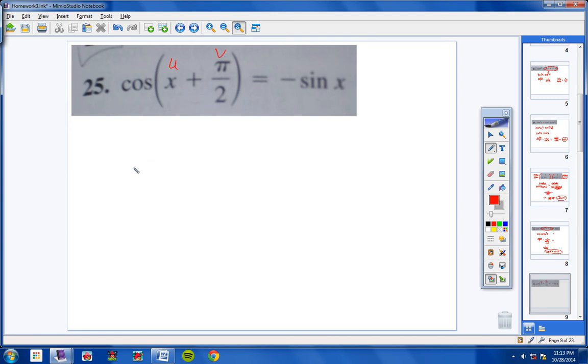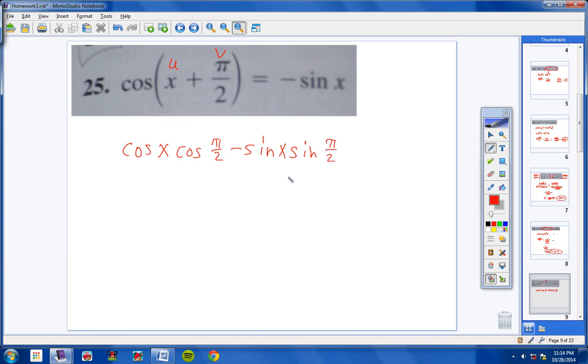Okay? And whenever you have cosine of two angles being added together, you can rewrite it like this. Cosine of U, cosine of V. This should ring a bell, guys. Should be on your trig identity sheet. Minus sine of U, sine of V. So I'm going to write cosine of x, because my U is x, cosine of pi over 2, because my V is pi over 2, and then minus sine of x, sine of pi over 2.